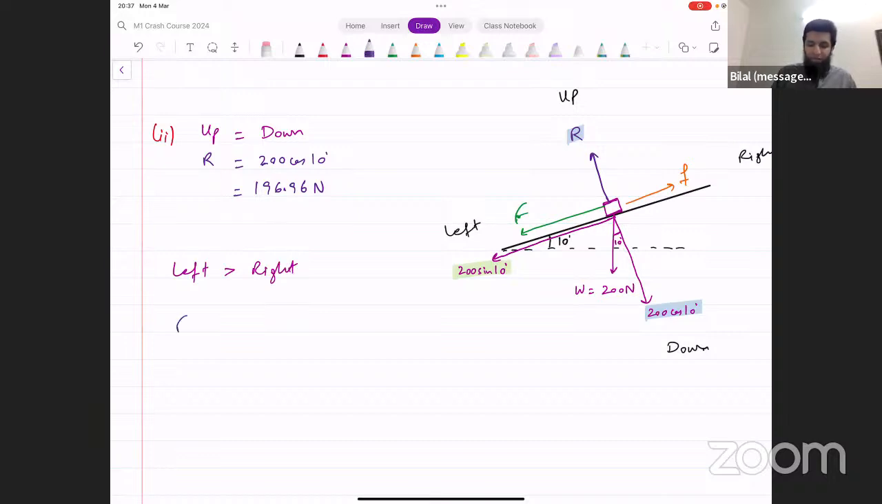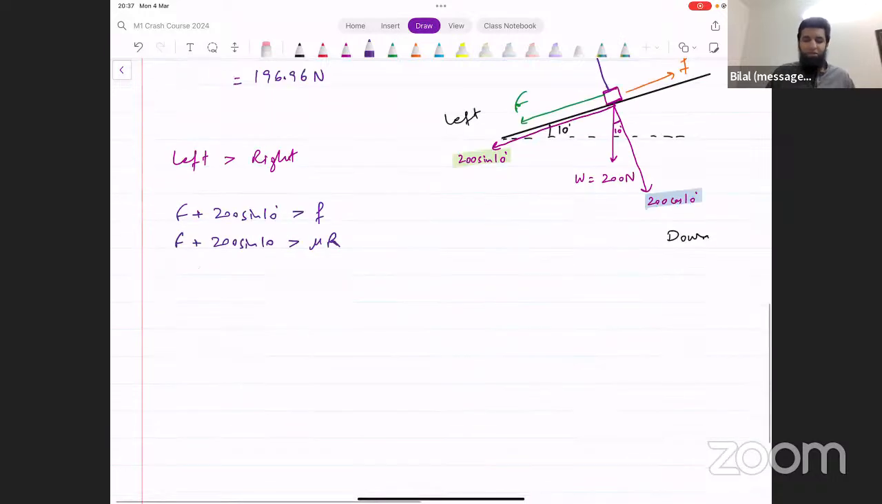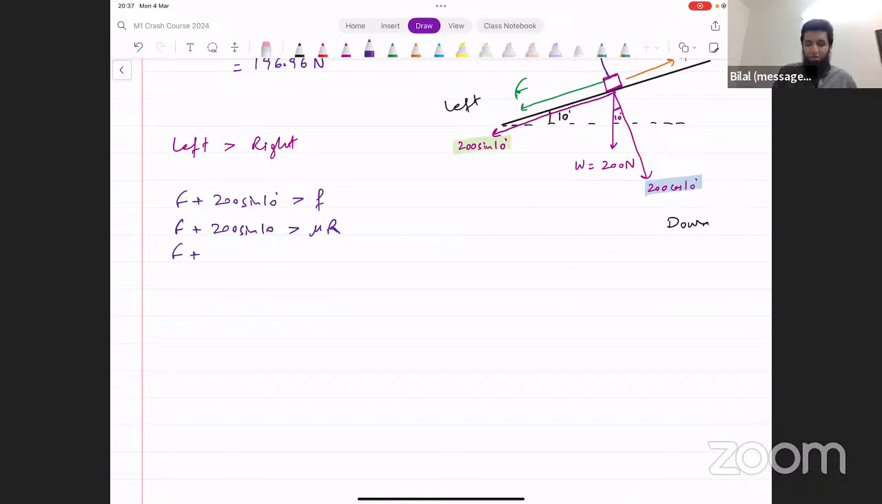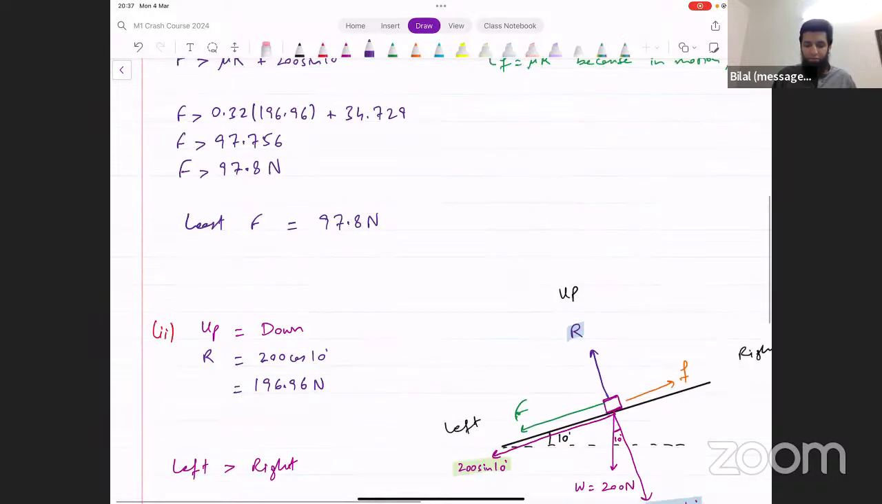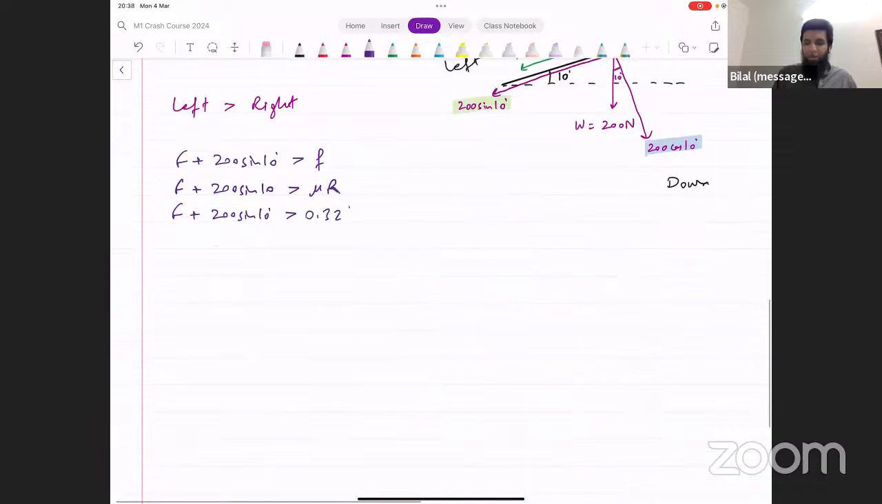What does that give us? That gives us F plus 200 sin 10, and this force should be greater than friction. Again, the object is in motion, so we can say F plus 200 sin 10 is greater than mu R, because since we're talking about the object moving now, friction is still at the maximum value. F plus 200 sin 10 is greater than mu, which is 0.32, times R, which is 196.96, and that will give us the value for F here.